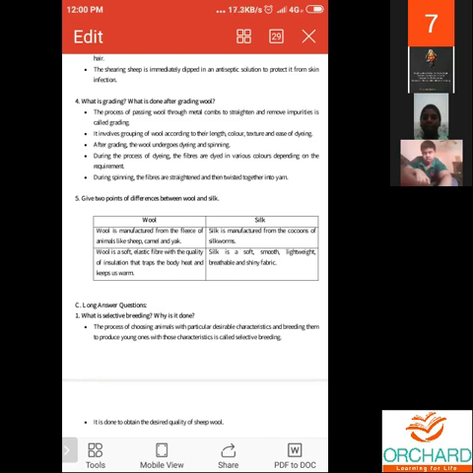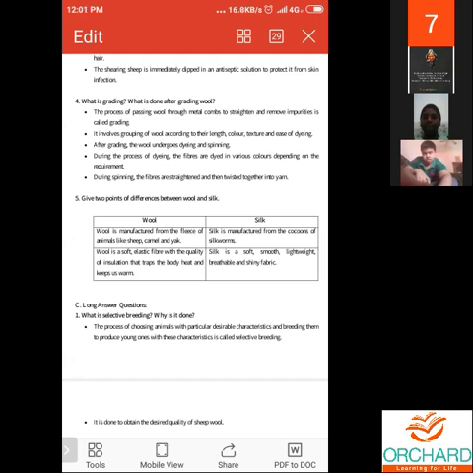Some will easily absorb the dye, some will take a long time. So depending on that, it is graded. After grading, the wool undergoes dyeing and spinning. After dyeing, spinning takes place. During the process of dyeing, the fibers are dyed in various colors depending on the requirement.